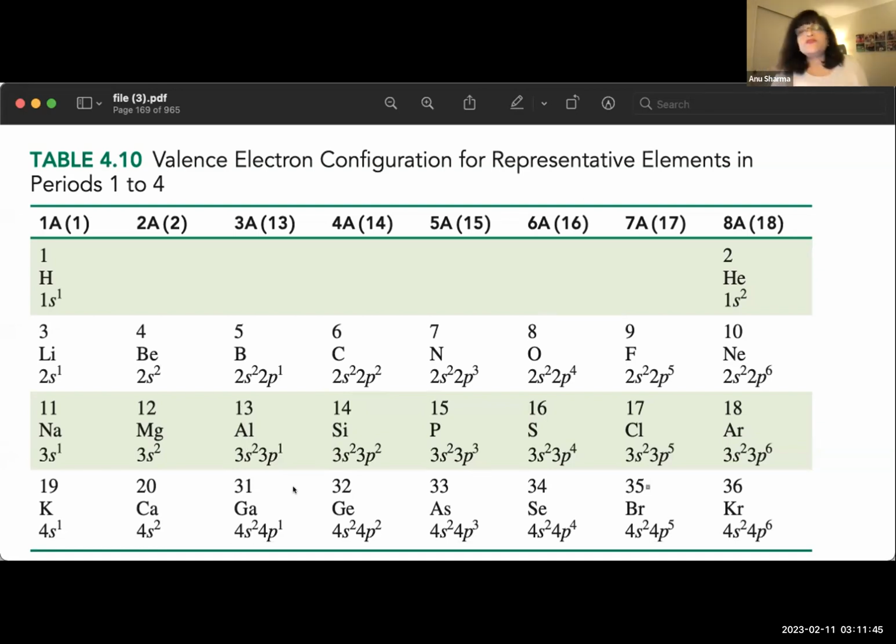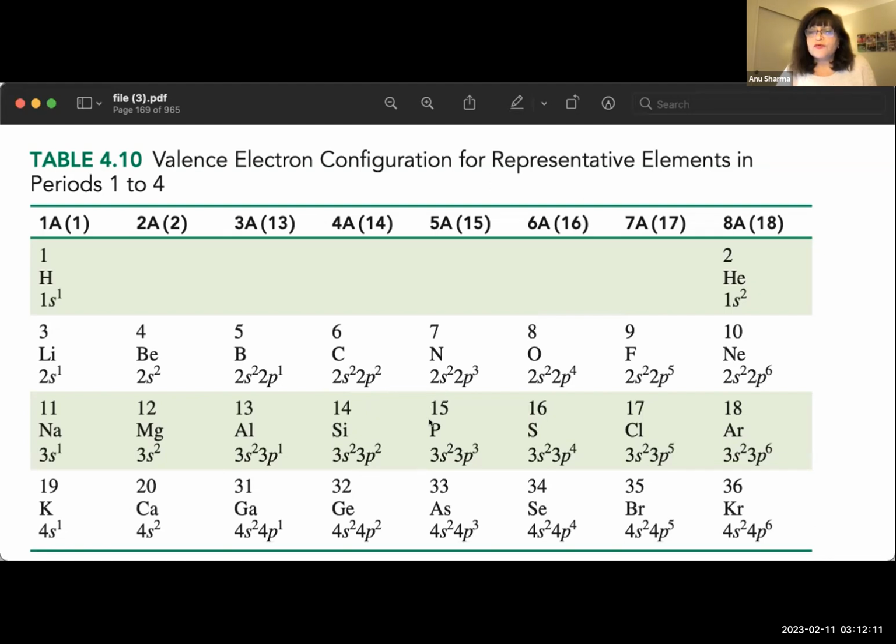Same is the case with 4A: 4 valence electrons, which are present in s2 and p2. But these are the energy levels: 2s and 2p, 3s and 3p, 4s and 4p. These are also called the rows in the periodic table.